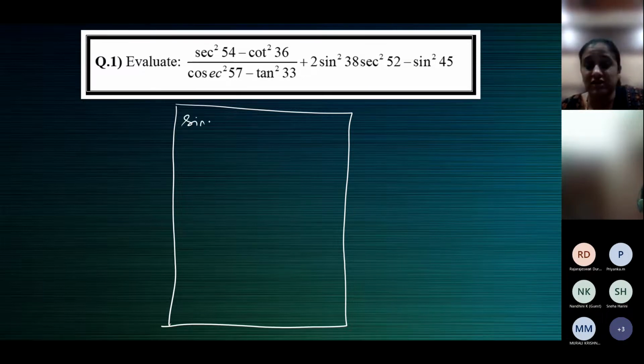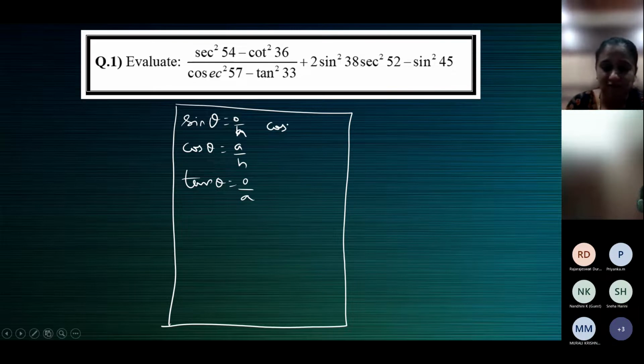Sine theta is equal to opposite by adjacent. Cos theta is equal to, oh my God, opposite by hypotenuse. Cos theta is equal to adjacent by hypotenuse. Tan theta is equal to opposite by adjacent. Then cosecant theta. I think I'll write it now for you. One minute.